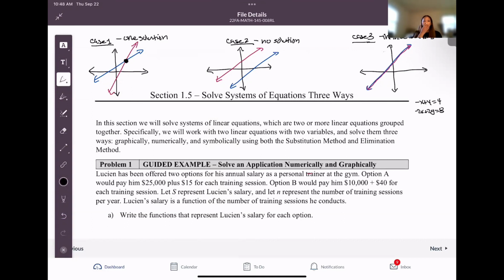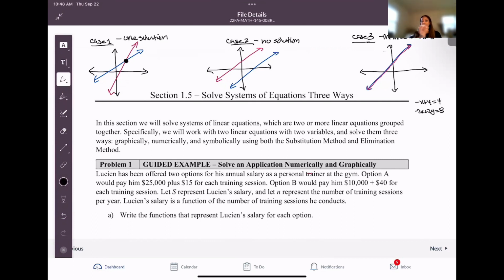Okay? We want to find, if we're given a system, which one of these cases we have. If we have one solution, figure out what the intersection point is. If there's no solution, show that there's no solution. And if there are infinitely many solutions, we need to state that, and then sometimes give an example of one or two solutions.